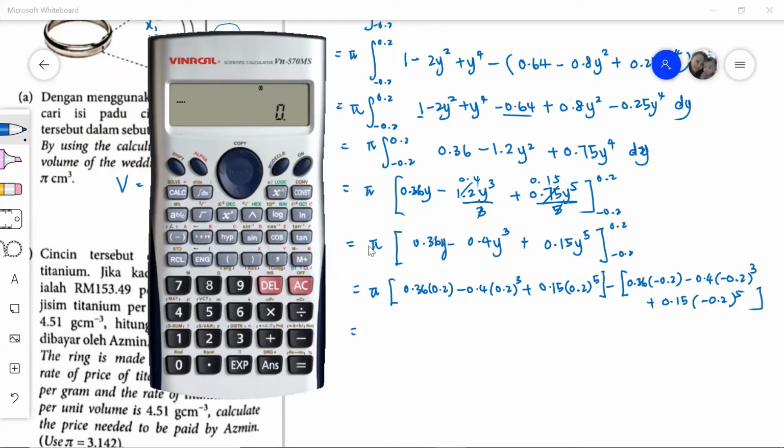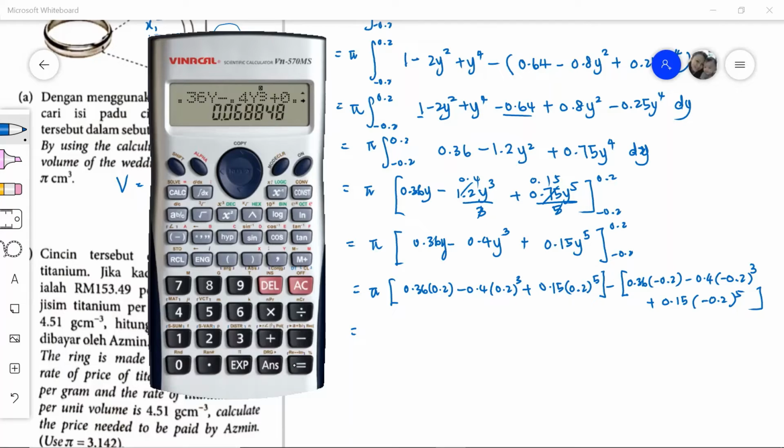Key in this integrated expression. Okay, 0.36y minus 0.4y cubed, and then plus 0.15y to the power of 5. Okay, now let's key in the upper boundary, 0.2.